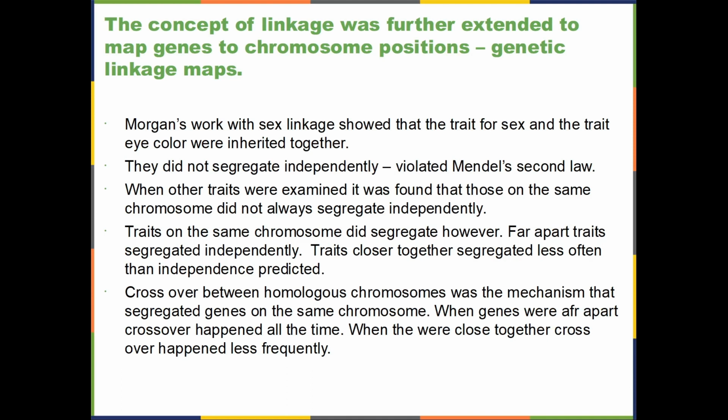Crossover between homologous chromosomes was a mechanism that segregated genes on the same chromosome. When genes were far apart, crossover happened all the time. When they were close together, crossover happened less frequently.